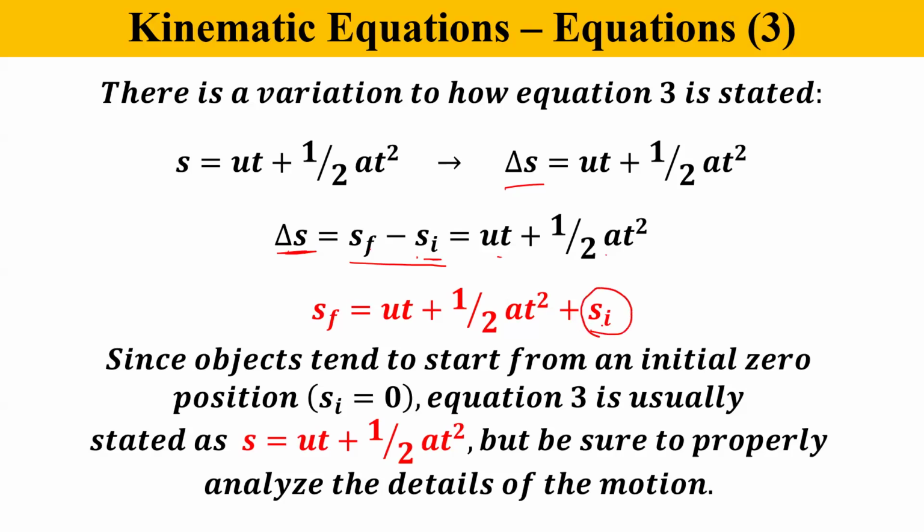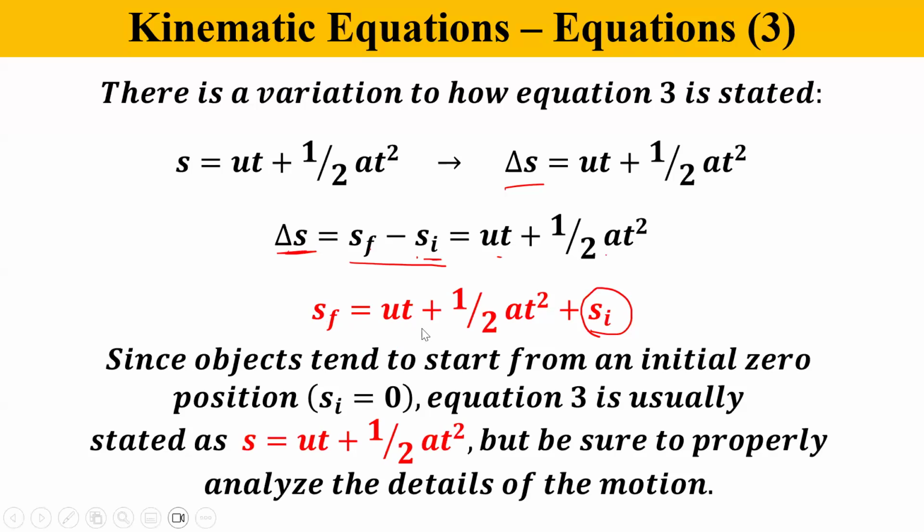This quantity is now your initial displacement. So since objects tend to start from an initial zero position, which is SI, equation 3 is usually stated as the displacement equals UT plus half AT squared. But be sure to properly analyze the details of the motion. So you must be careful because you must start from some initial point and reach some final displacement.